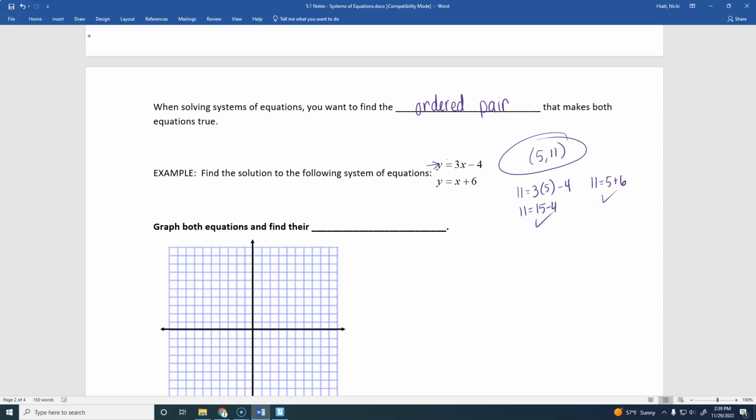Guessing and checking is really difficult to do with this. Like trying to find something that makes both of these true is really difficult to do. So what we'll be learning in Unit 5 is lots of different methods for solving systems of equations. All right. Today, the way that we're going to do that is by graphing. So to do this, we're going to graph both of the equations and find their intersection.